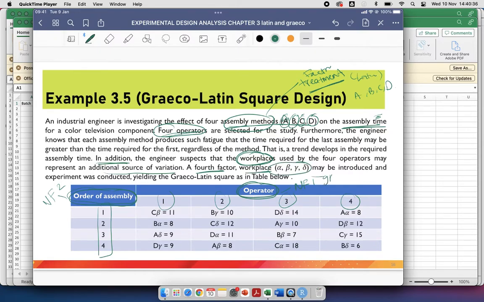So tengok yang ini adalah Greek letter. So, Greek letter pun alpha, beta, gamma, delta. So, sama. Mesti juga ada 4. And then, dia susun. So, dia susun dalam satu row, satu kolom mesti tak ada yang sama. Okay, so contoh yang ini. Okay, dia applykan kepada operator pertama, order yang pertama, dia apply treatment, dia apply assembly method C dan dia apply workplace beta. Dia dapat assembly time-nya 11.